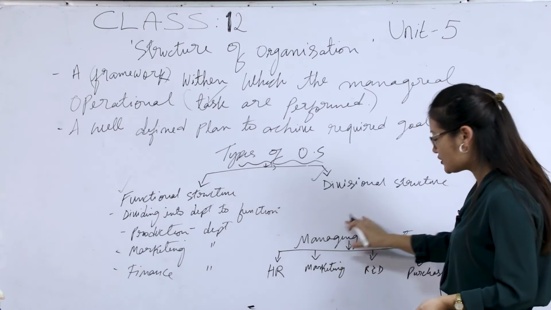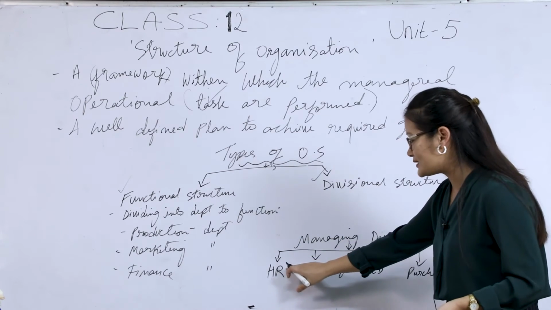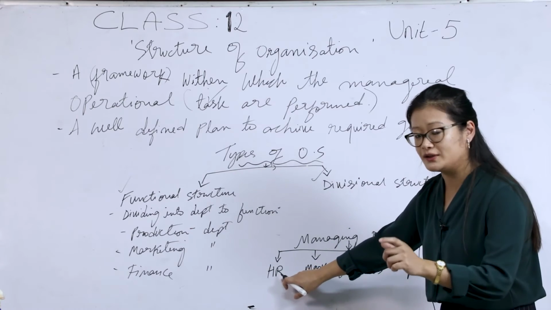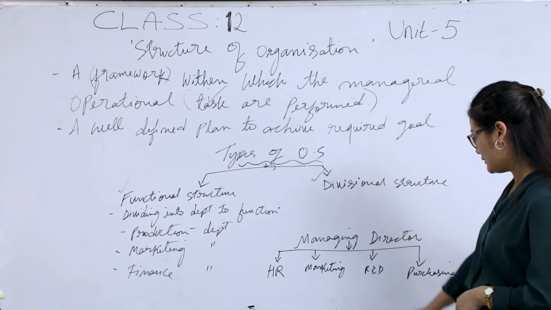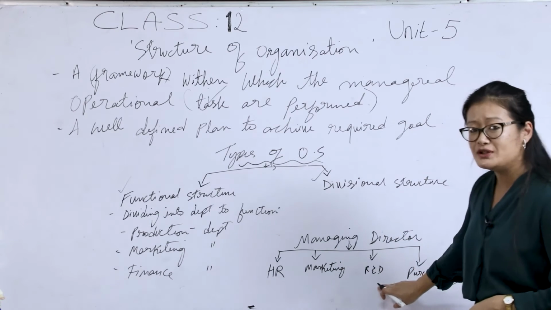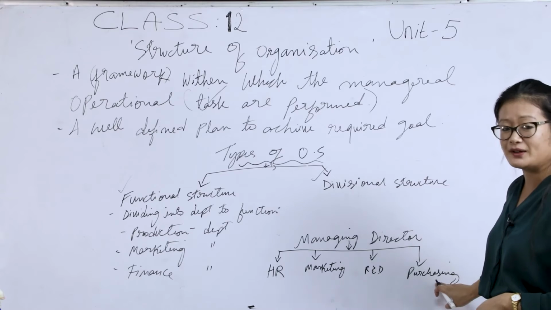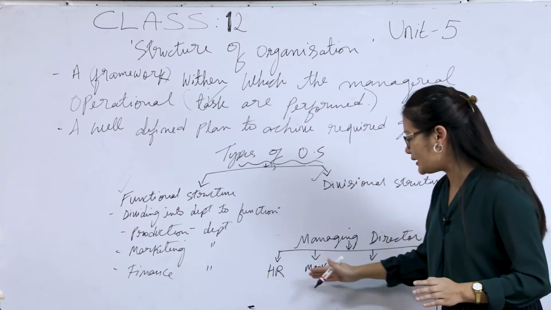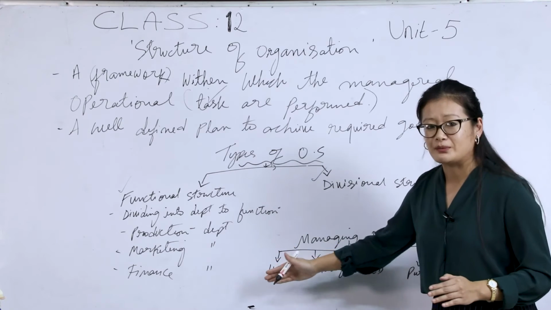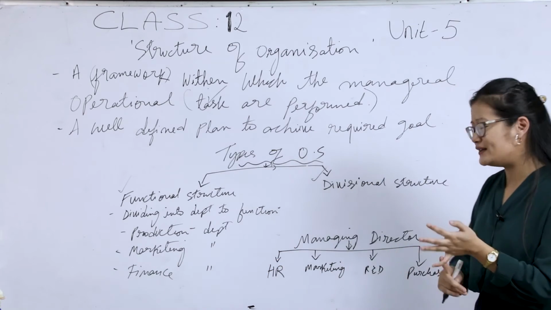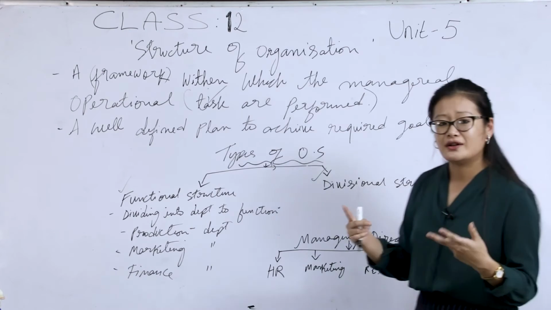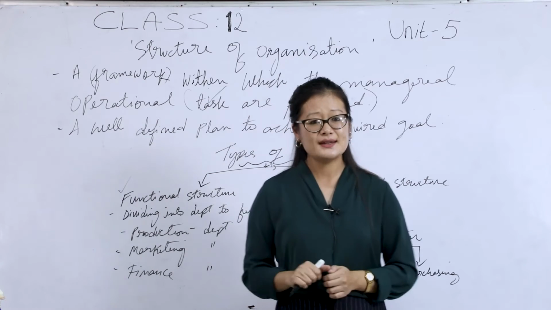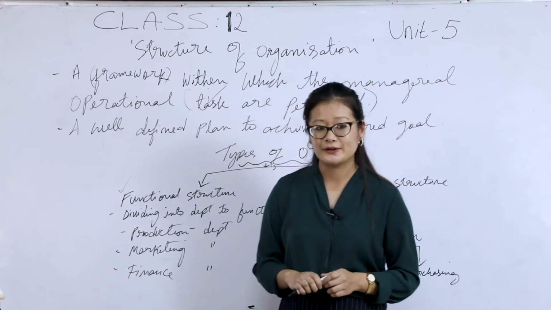Even here, the managing director has divided the work into different departments like HR, the Human Resources Department, the Marketing Department, the Research and Development Department, and the Purchasing Department, right? So they have their own departments, okay? So nobody interferes in their department. They function, okay? They finance, they market, they research and develop, they do their work by themselves, okay? So that is what functional structure is all about, all right?